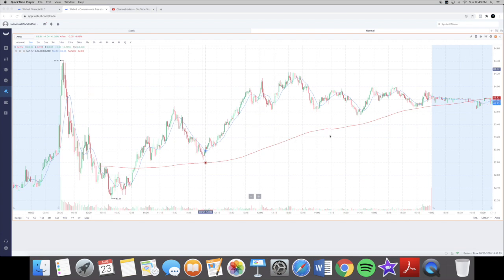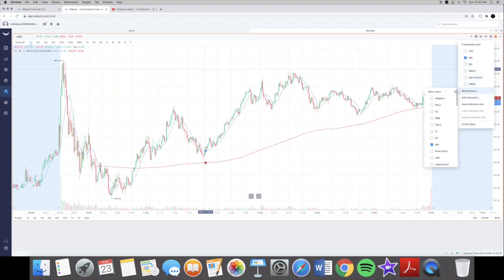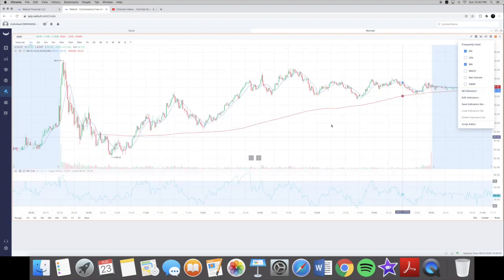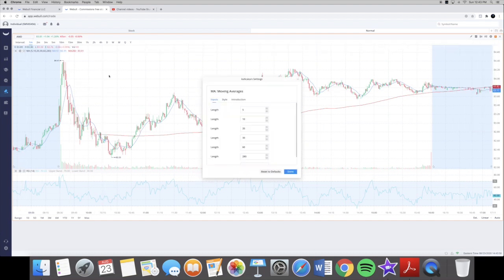All right, so how do we add the RSI indicator? We're gonna go up here, top right corner. I'm gonna click on indicators. I have it right here because I use it a lot, but if not, you're gonna go to all indicators. You're gonna go down, pretty easy, and look for RSI. I'm gonna click it.